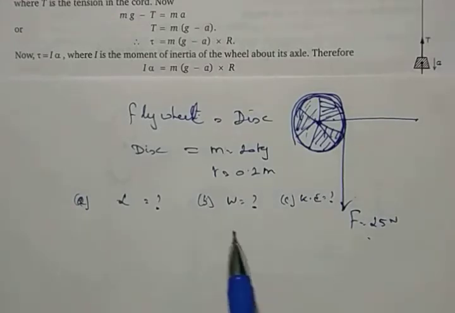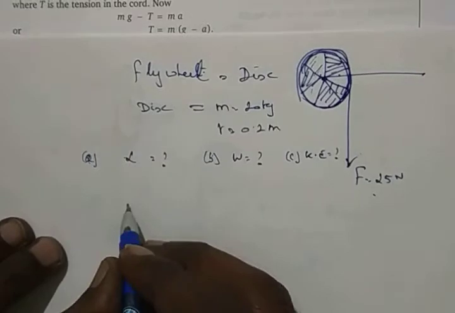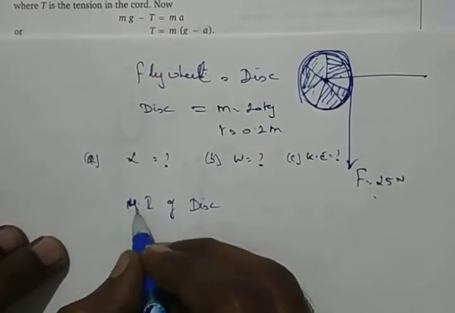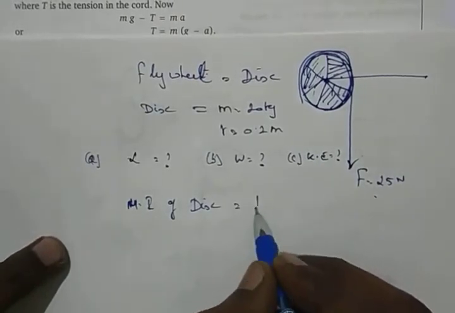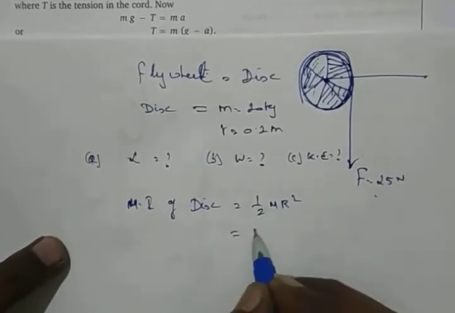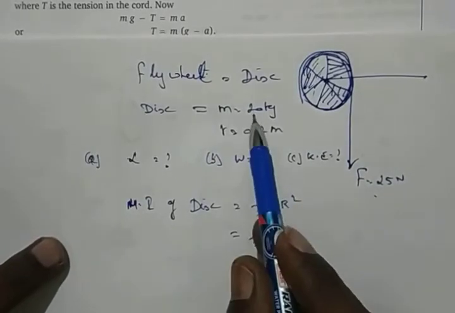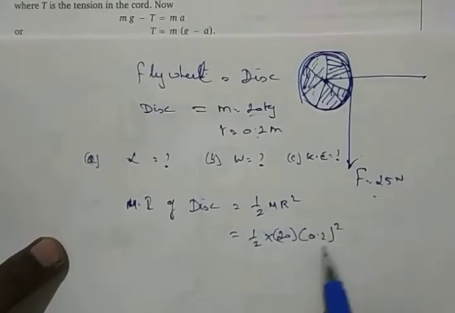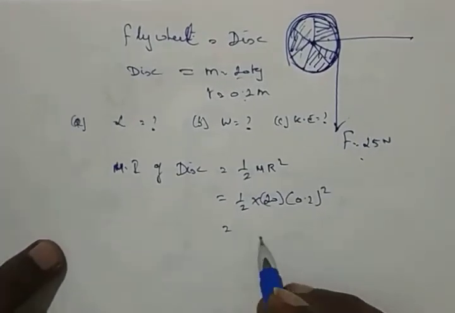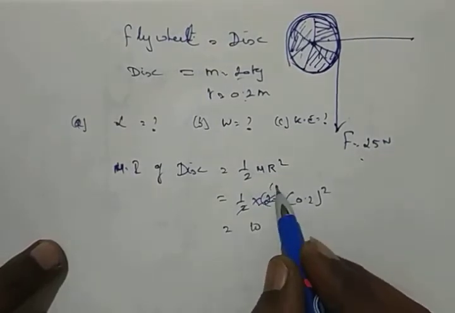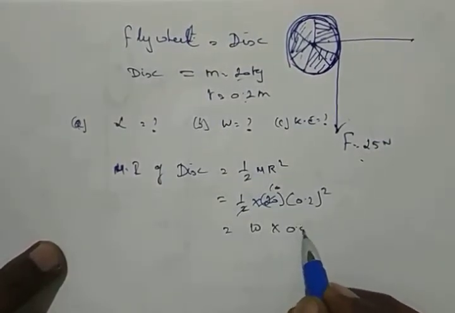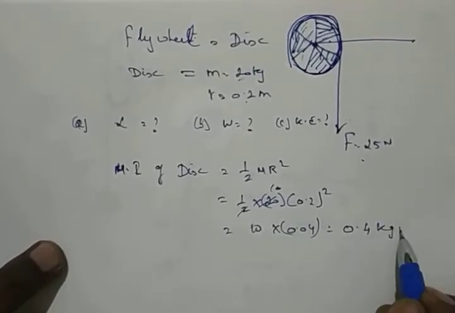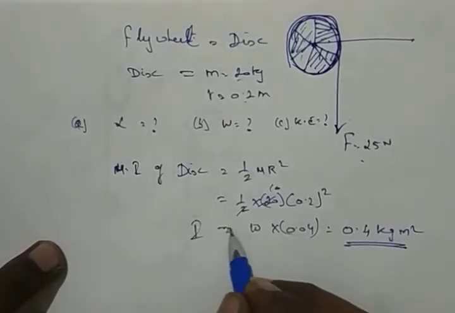So first of all you need to find out the moment of inertia of the disk. Moment of inertia of a disk is half mr square. Half into mass of the disk 20, radius of the disk is 0.2, the whole square. So what happens here? It is 10 into 0.04. So it's going to be equal to 0.4 kg meter square. This is I, moment of inertia.